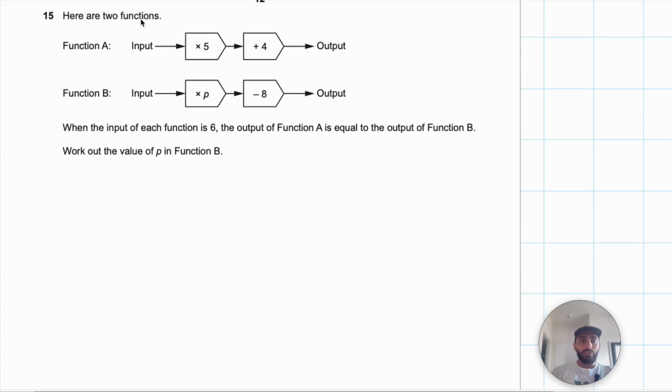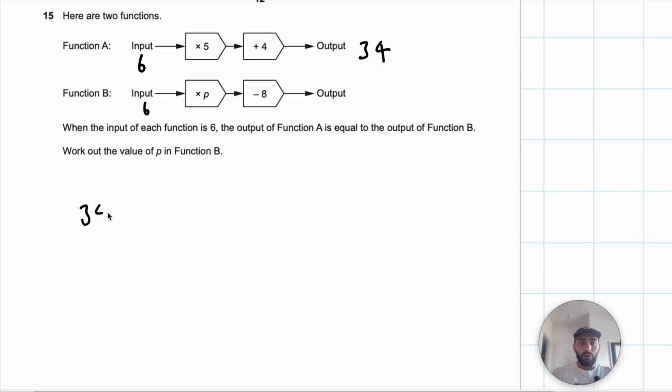Question 15. Here are 2 functions. When the input of each function is 6, so I'm going to put 6 into both of them, the output of function A is equal to the output of function B. Work out the value of P in function B. So when we input 6 into function A, what do we get? 6 times 5 is 30. 30 add 4 is 34.